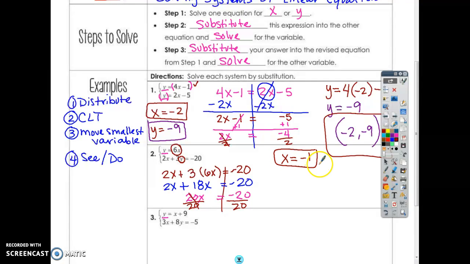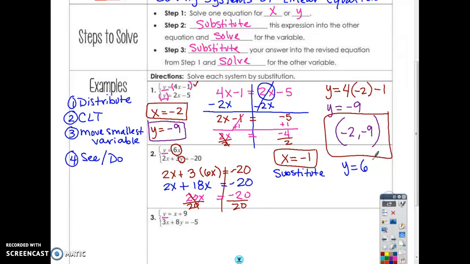So what am I going to do with the x? Substitute, right? Substitute in place of this one. So now I have y equals 6 times x, which is negative 1. Right? My x is negative 1. So what's 6 times negative 1? Negative 6. Y equals negative 6.